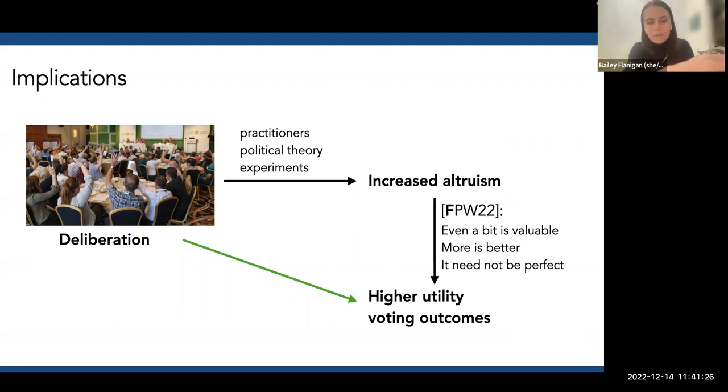If you talk to them, one of the first things they'll say if you ask them why deliberation is good is that it increases people's ability and willingness to think about other people and how they contribute to collective decisions. And so the implication of our work is really that implication, which has been conjectured by many people, but it provides some formal evidence.